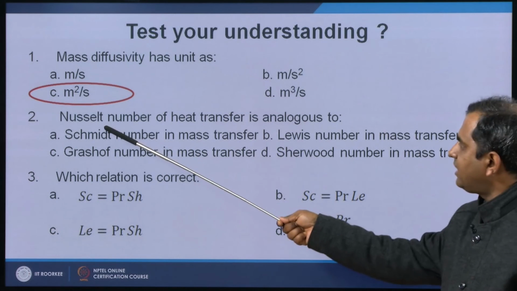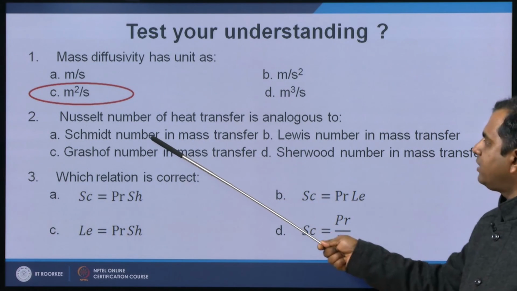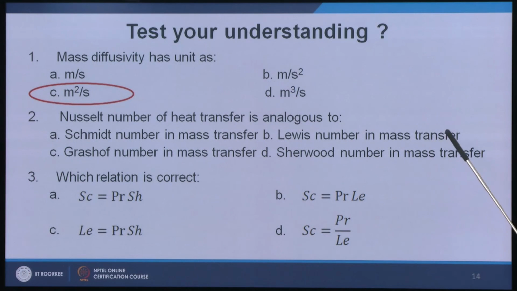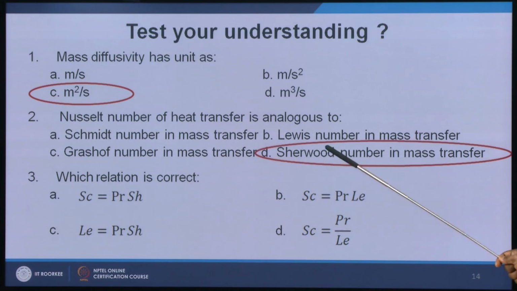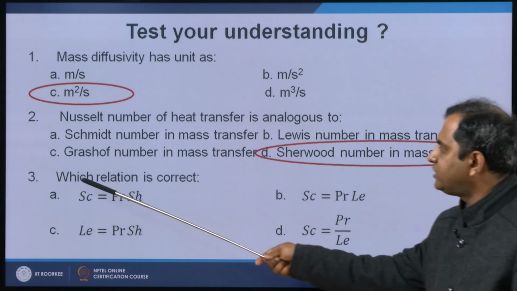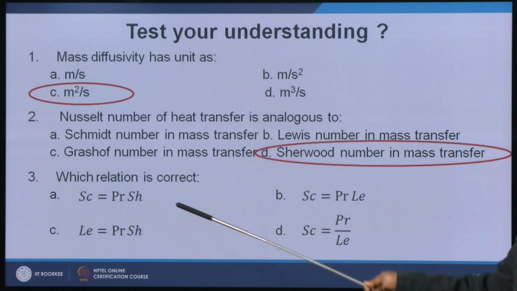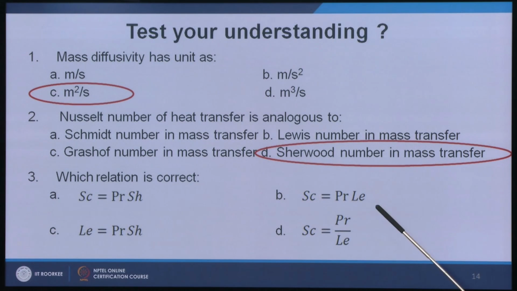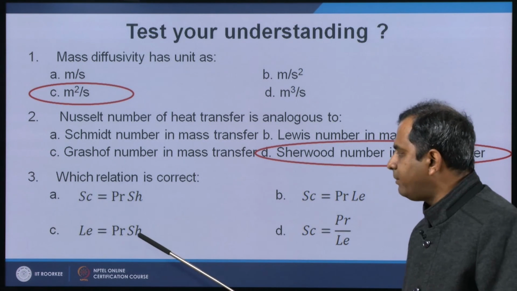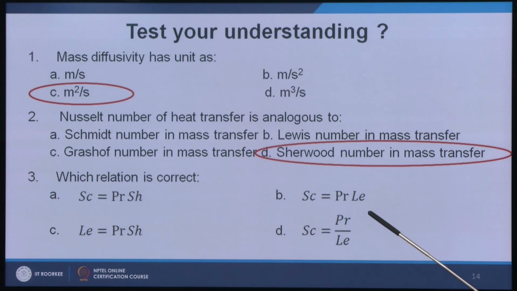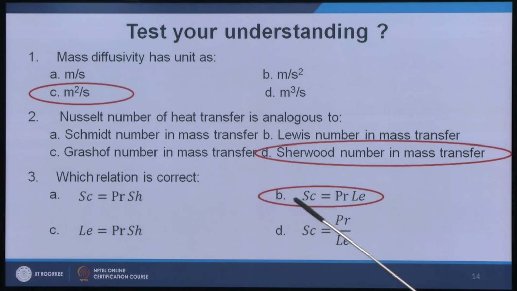Second question: the Nusselt number of heat transfer is analogous to the Schmidt number in mass transfer, the Lewis number in mass transfer, the Grashof number, or the Sherwood number. We have discussed it so many times, the Nusselt number is analogous to the Sherwood number. So, this is the correct answer. Last, which relationship is correct? Sc equals Pr into Sh, Sc equals Pr into Le, Sc equals Pr into Sh, or Sc equals Pr by Le. We have said that the Schmidt number equals the Prandtl number into the Lewis number. This is the correct answer.